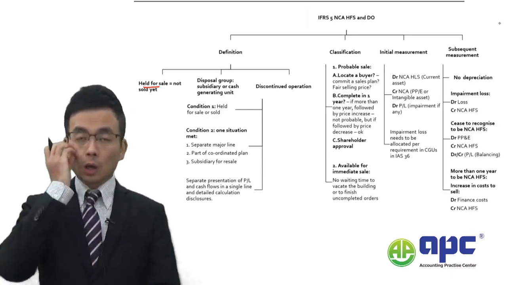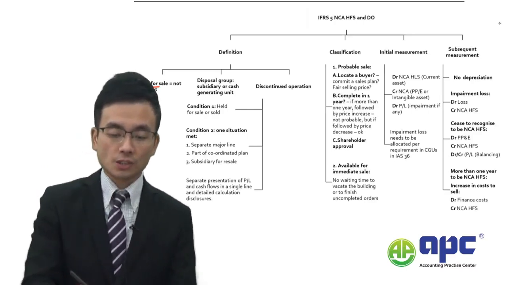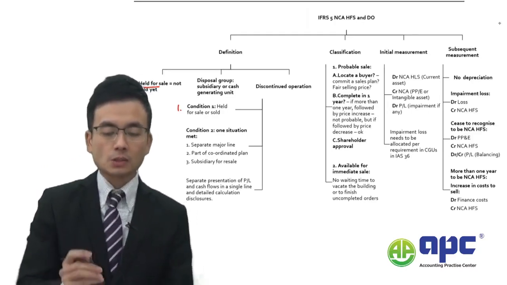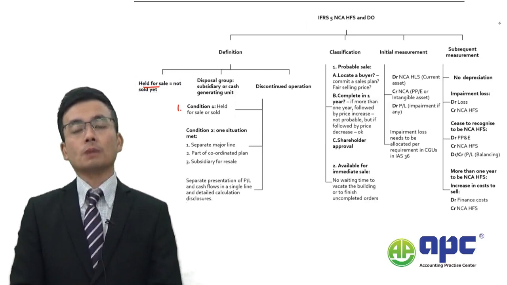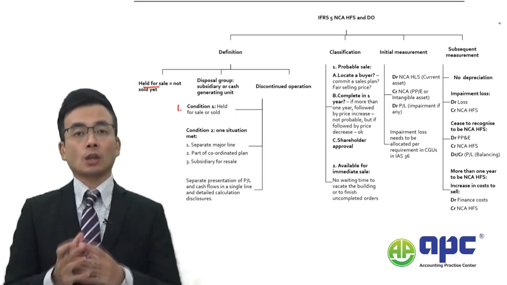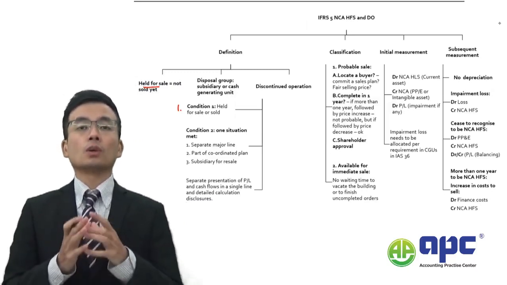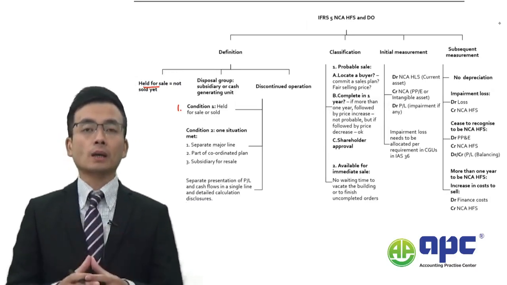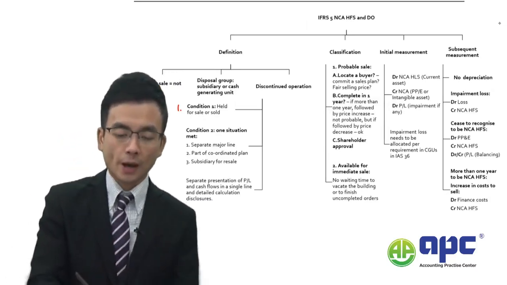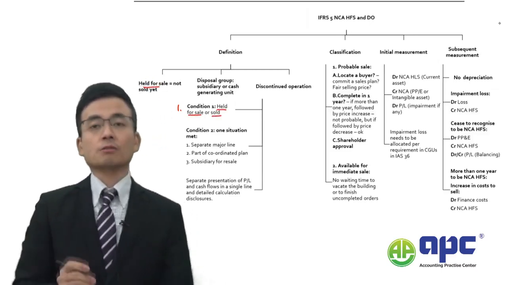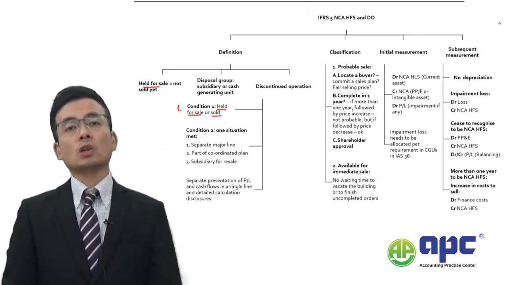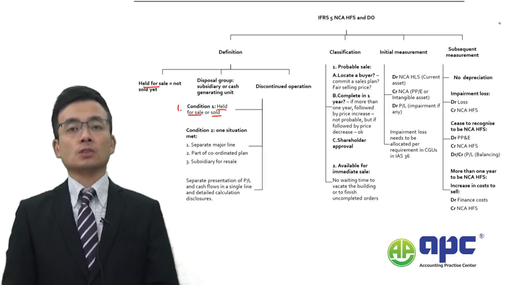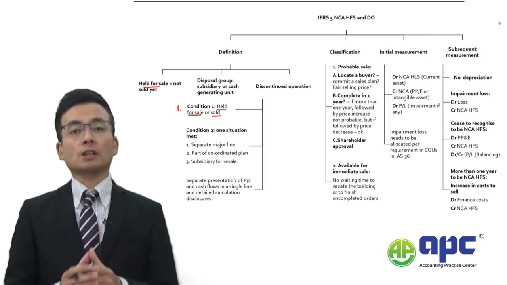And also, what do I mean by discontinued operations? First of all, you need to meet condition number 1. The asset that you're currently using would not be used by the business any longer, but you are holding it for sale purposes, so held for sale. Alternatively, you have already sold that PP&E to somebody else, and that will be the first criteria.